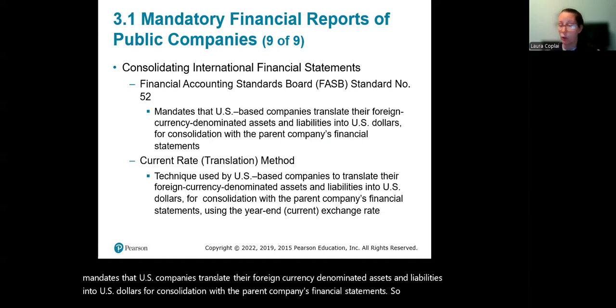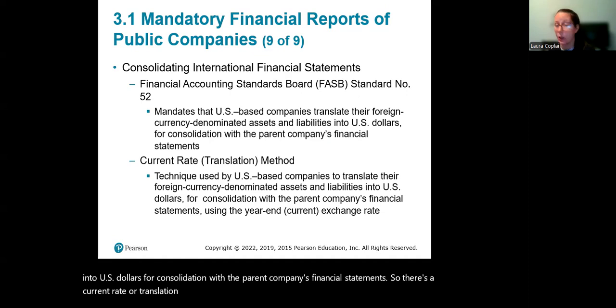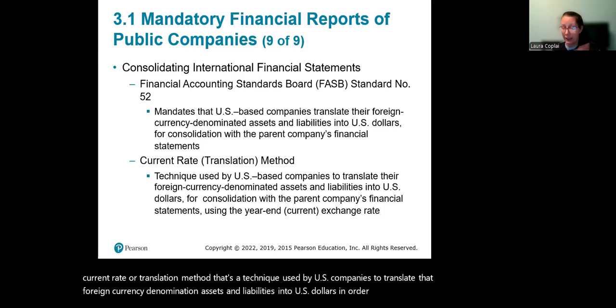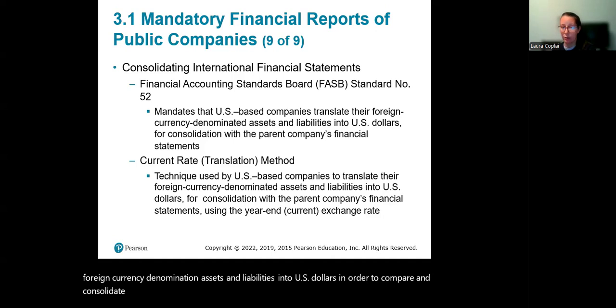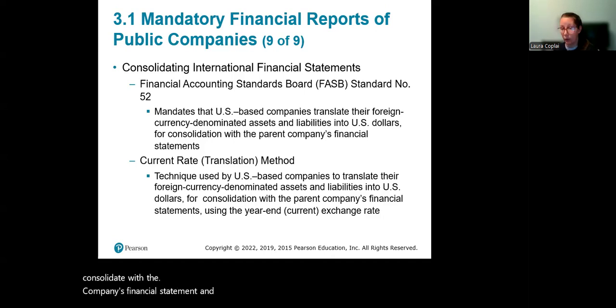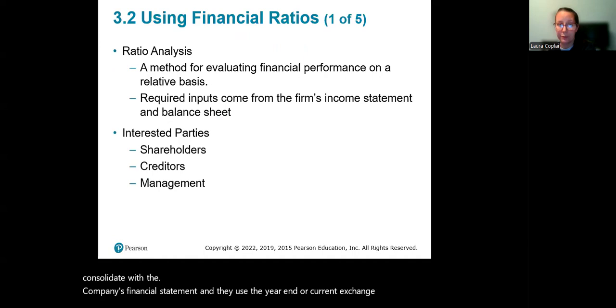So there's a current rate or translation method that's a technique used by U.S. companies to translate that foreign currency denominated assets and liabilities into U.S. dollars in order to compare and consolidate with the parent company's financial statement. And they use the year-end or current exchange rate as well.